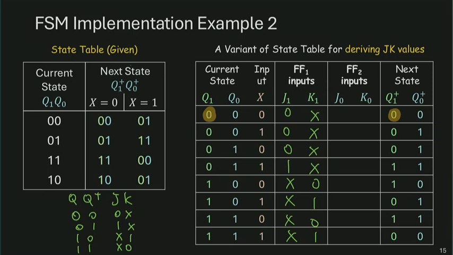And then I will move on to Q0, and look at this column for Q0 and Q0 plus. Again, I'll do the same. So 0 to 0 requires 0x, 0 to 1 requires 1x, 1 to 1 is x0, 0 to 0 is 0x, 0 to 1 is 1x, 1 to 1 is x0, finally 1 to 0 is x1.